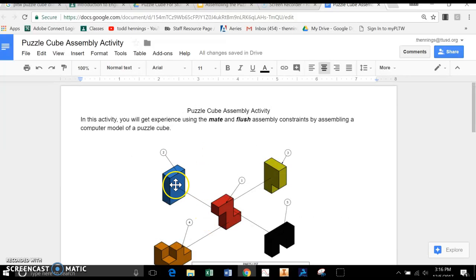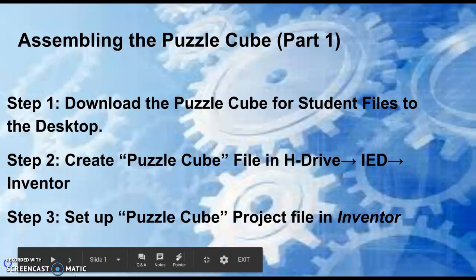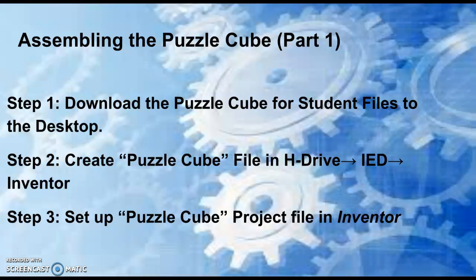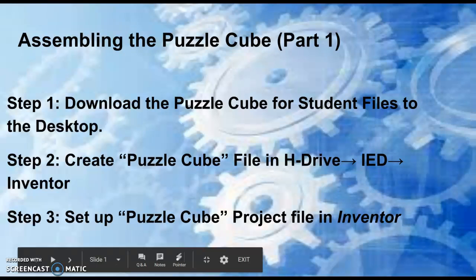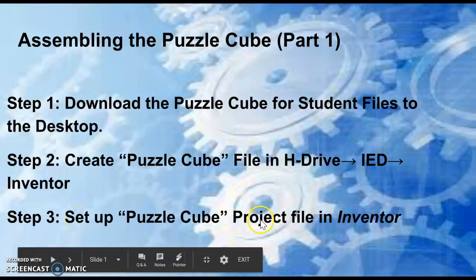And we'll turn in a document with your name on it and your name embossed on the final assembly at the end of it. As always, the first step is to get the actual puzzle piece IPT files, the part files. So we're going to download those from Google Classroom. We're going to create a folder in our H drive to put those puzzle cube pieces in, the IPT files that we download, and then we're also going to set up a project file in Inventor to access those parts and to save our assembly. So let's go ahead and get started.